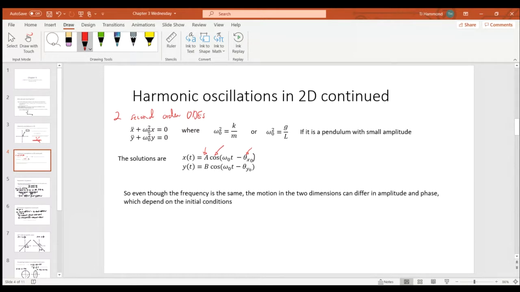But the frequency is going to be the same. So obviously we have omega naught in both of these, and they're the same omega naught, and that's because we have the same spring constant for both, or say the same pendulum length for both directions. But the motion in the 2 dimensions can actually differ based on what that amplitude A or B are, or what that initial phase is, theta x naught and theta y naught.